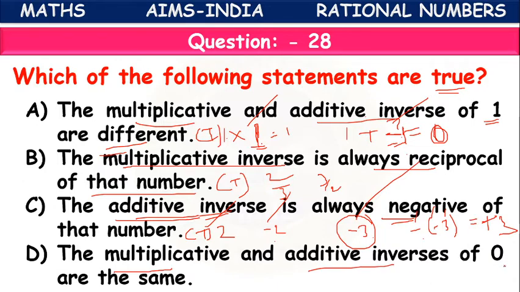Multiplicative and additive inverse of 0 are same. Wrong, because for 0 there is no multiplicative inverse. This is a false statement. They are asking to find true statements. So A, B, C, 3 options are correct.